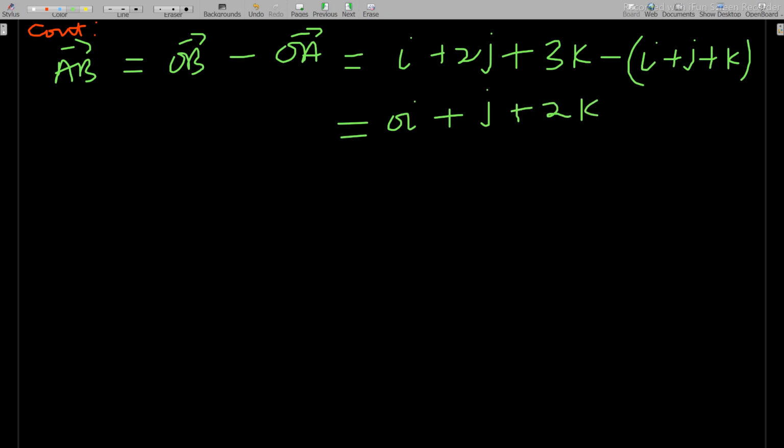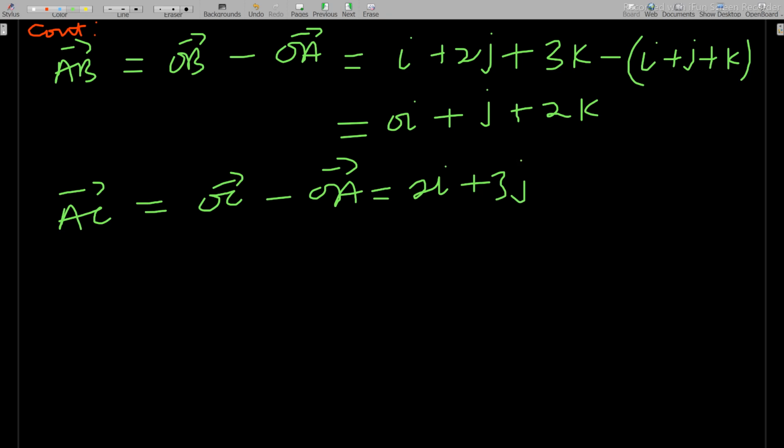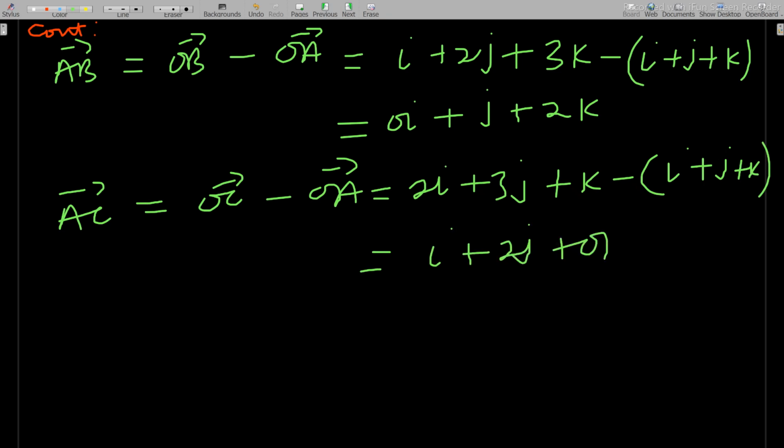Now my AC will be equal to OC minus OA. We just discussed this in one of our lessons, so I hope you understand this. Now OC is also giving us 2i plus 3j plus k, now minus i plus j plus k, like that. So everything will be i plus 2j plus 0k. I hope you get this.